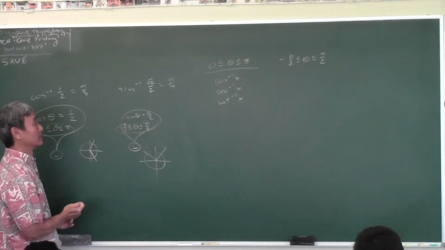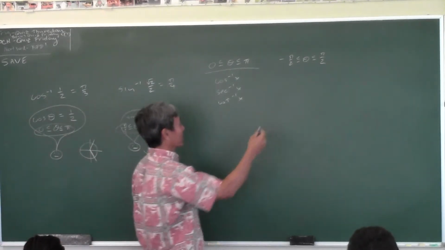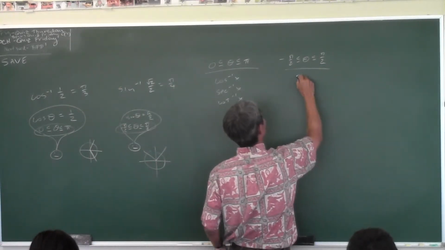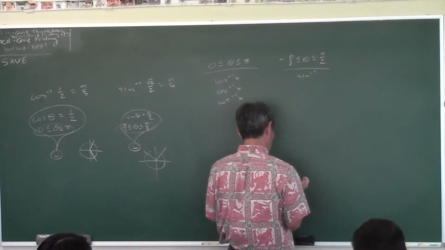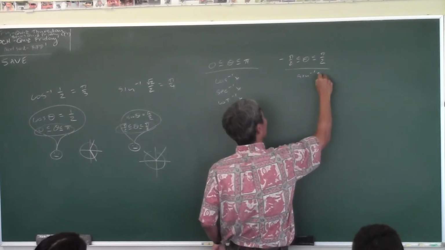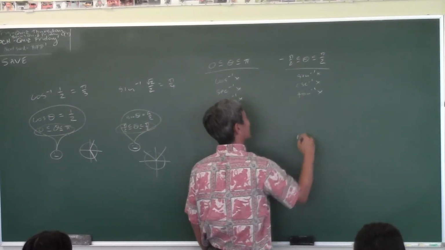So sine, cosine, and tangent is on the other one? Yeah, so this one will be the other three, which of course is sine inverse, cosecant inverse, and tan inverse.